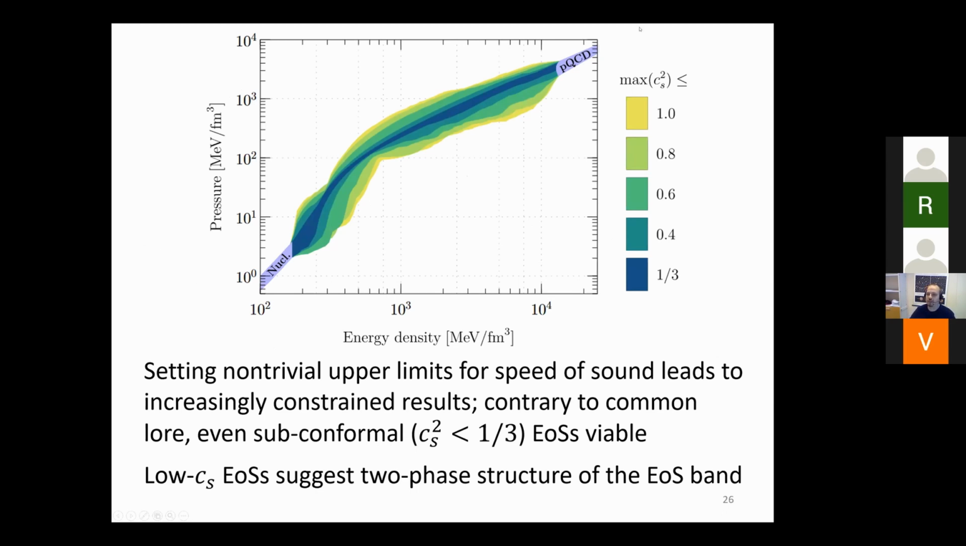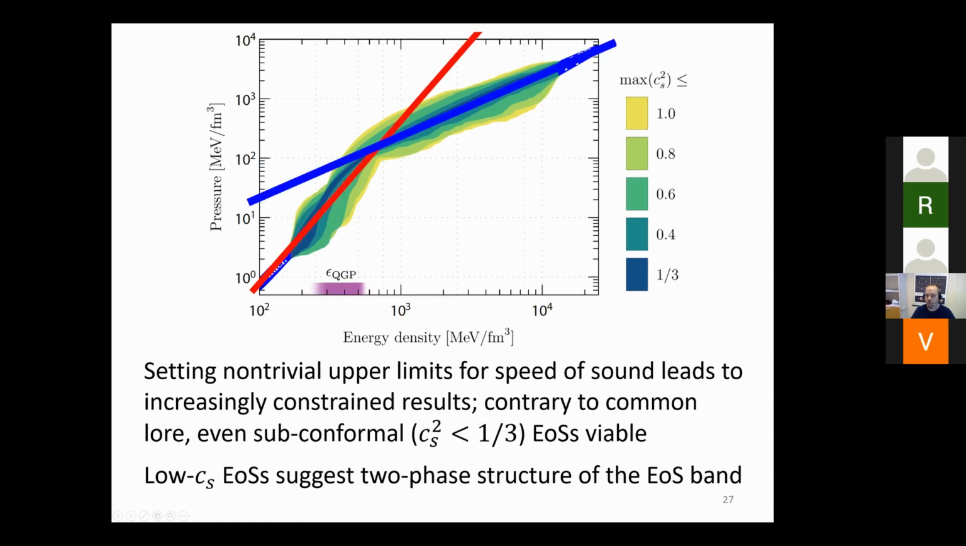Now, the form of this EOS band is very interesting, I would say. For one thing, what especially these low speed of sound bands suggest is that it almost looks like we could just take a ruler and continue the CET EOS from low densities upwards, and on the other hand, this PQCD EOS from high densities downwards, and then they would meet somewhere around here where there's a visible kink in this EOS band. So this maybe at some level suggests that there might be some kind of a phase transition going on in the region where there's a kink in this plot.